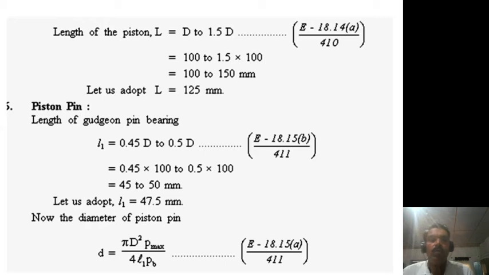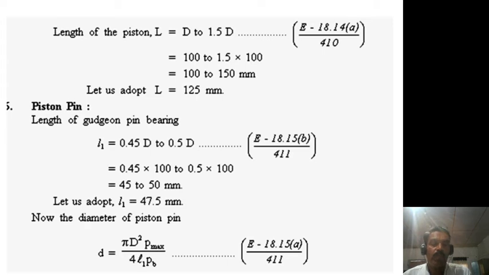Okay. So L1 is equal to 0.45 times D to 0.5 times D. This equation is readily available in the design data handbook, page number 411. So by applying all these values in this equation, L1 is equal to 0.45 into D, D means 100, to 0.5 into 100. Therefore you will get this value, 45 to 50 mm. So you can take the average value of these two, 45 and 50. So you will get L1 is equal to 47.5 mm.